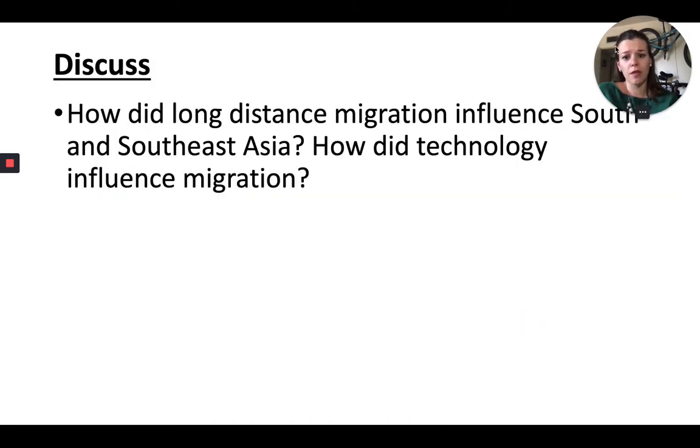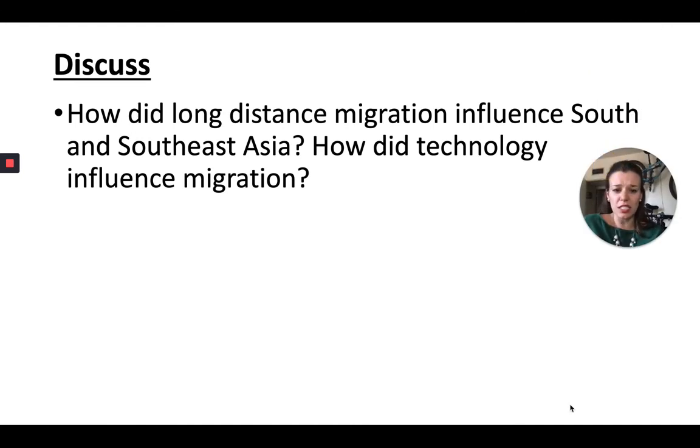Okay. How would long-distance migration influence South and Southeast Asia? So the Indian subcontinent and Southeast Asia. How would technology influence migration?